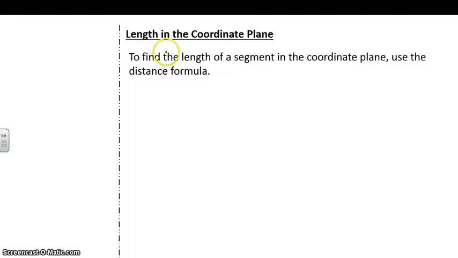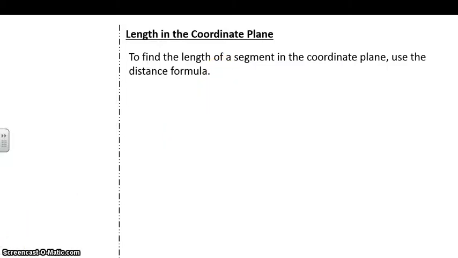The last main idea that we're going to talk about is length in the coordinate plane. To find the length of a segment in the coordinate plane, you're going to use the distance formula. The directions are going to say, find the length of segment, whatever it is, and they'll give you some coordinates for it. They're not going to come right out and say use distance formula, so that's the connection you'll have to make.